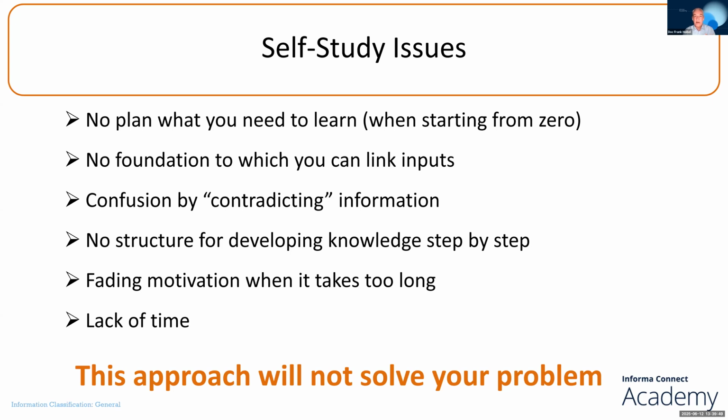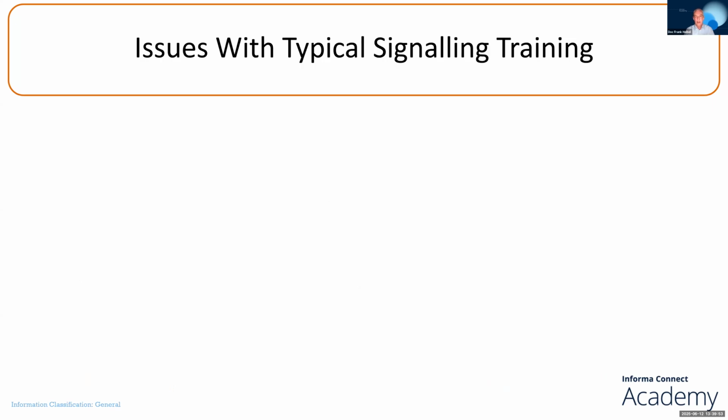Now, there are training courses, there are signaling trainings out there. So let's have a look how this works. And I'm talking about the typical signaling trainings that are often developed by signaling people for signaling people. And this is exactly what the issue is. So these typical traditional signaling trainings are aimed at signaling specialists.